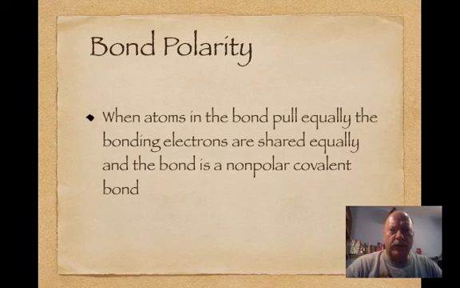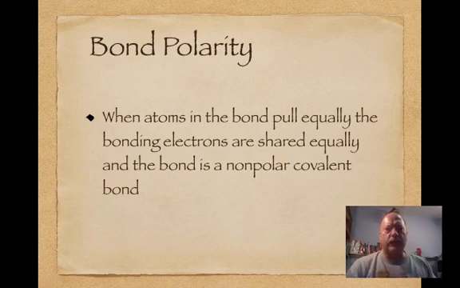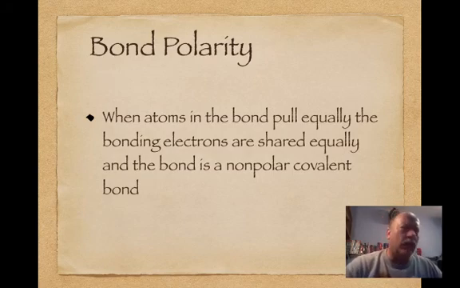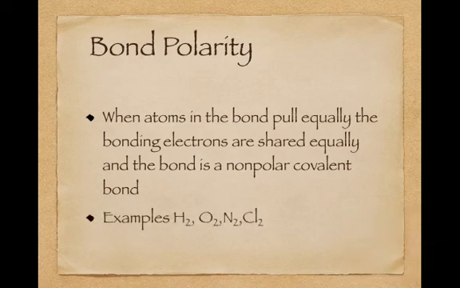Let's talk first about bond polarity. If you have two atoms bonded together, they're going to pull on the electrons. If they pull with an equal amount, if they're exactly even, then you have a non-polar covalent bond, so one of them doesn't get the bond a little bit more than the other one. So let's take a look at some examples of that.